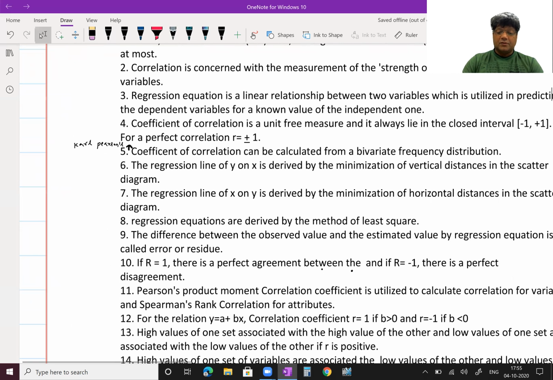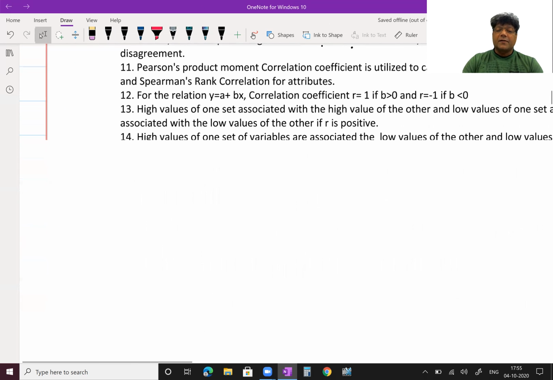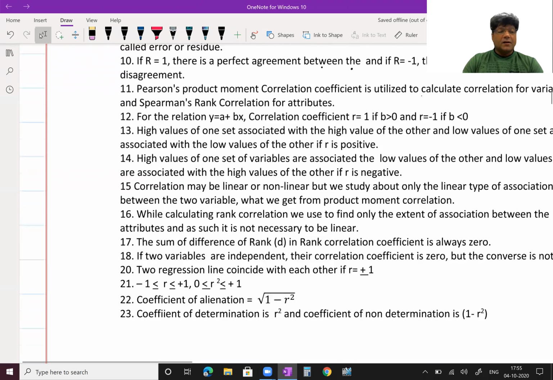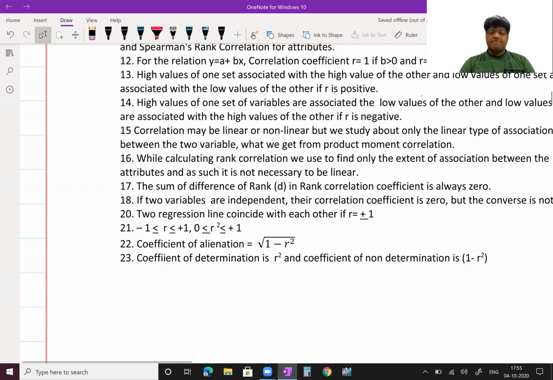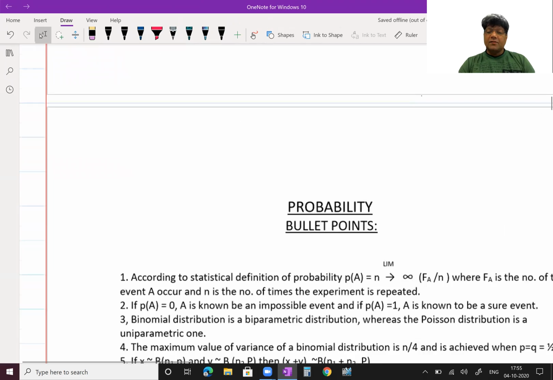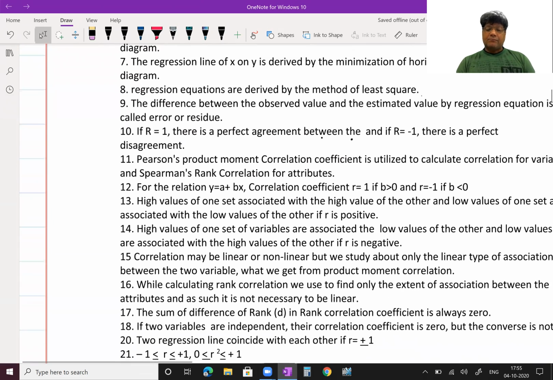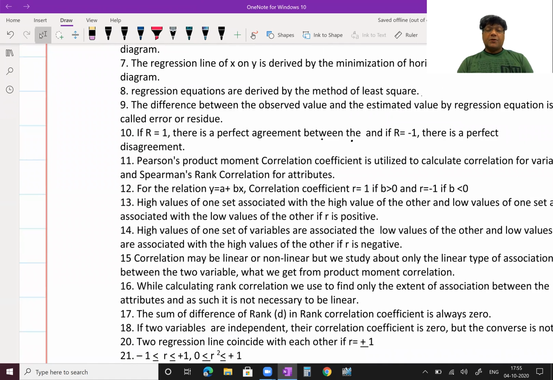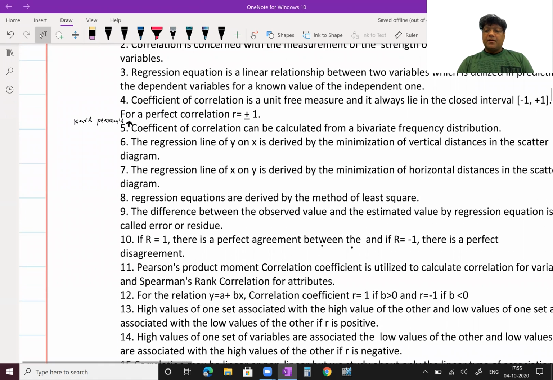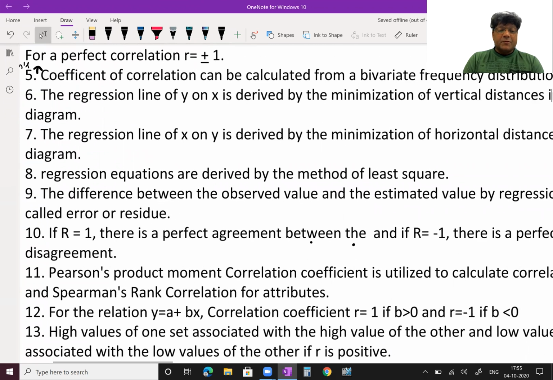Now, afterwards, okay, guys. Now, anywhere else? Product moment. Yes, guys, here with point number 10, if R is equal to 1, there is a perfect agreement between the... it's missing. Actually, this was a long sentence and I have made it short.